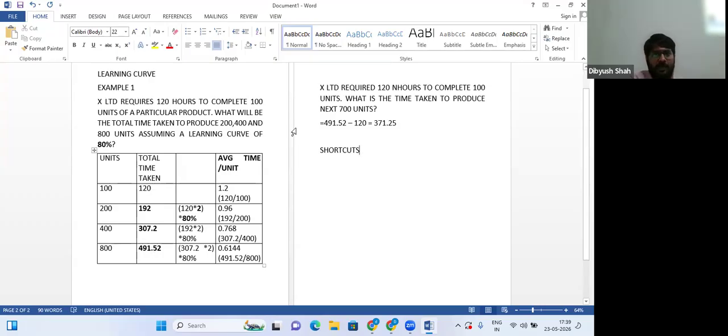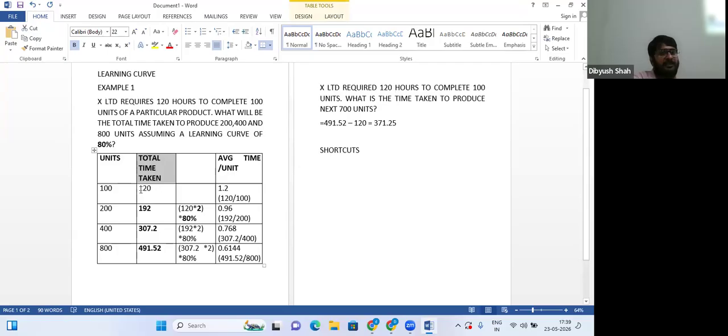Which one? No. See, they are telling X Limited required 120 hours to complete 100 units. First 100, correct? They are asking what is the total time taken to produce the next 700 units. Now think this is the column of units, number of units produced, and this is the column of total time.